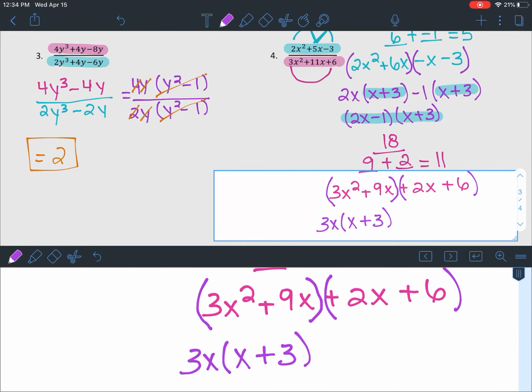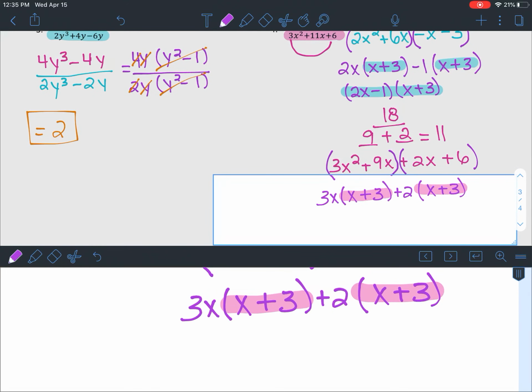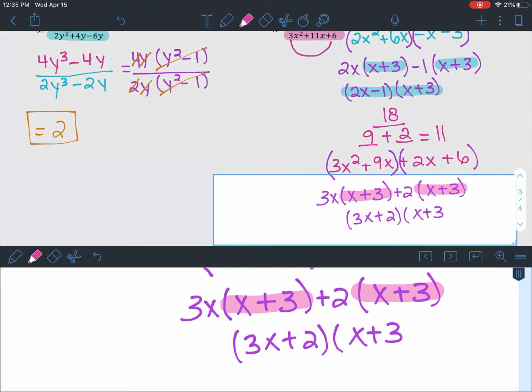And then I'm going to look at my second set of parentheses. So 2x plus 6. They both have 2 in common. So I'm going to pull a 2 out. And I'm going to be left with x plus 3. And then I check myself here. I want to make sure that these two parentheses are the same, which they are, which is good. We like that. So my two factors then become 3x plus 2 and x plus 3. So this is my denominator.